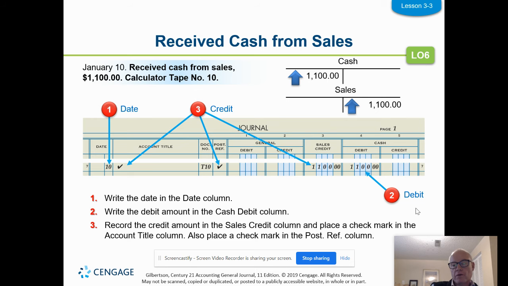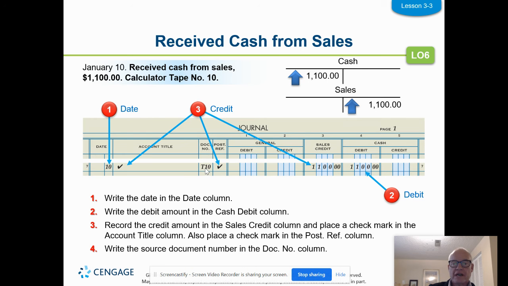And then also important that we note that we enter a check mark into the post reference column. We're going to get into this in chapter 4. We put that there because there's nothing to post in the general debit or credit columns. And later on, when we say posting, we're actually going to be dropping the activity from the multi-column journal into accounts like T accounts. Write the source document number in the document number column. In this case, T10 for tape 10.